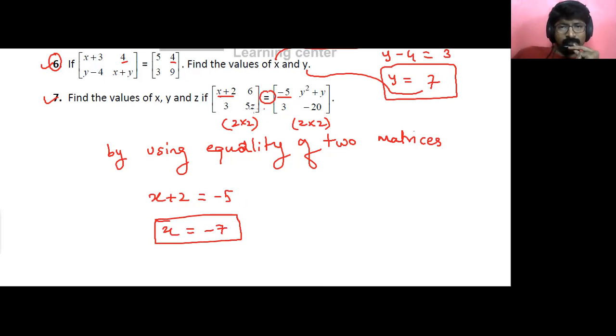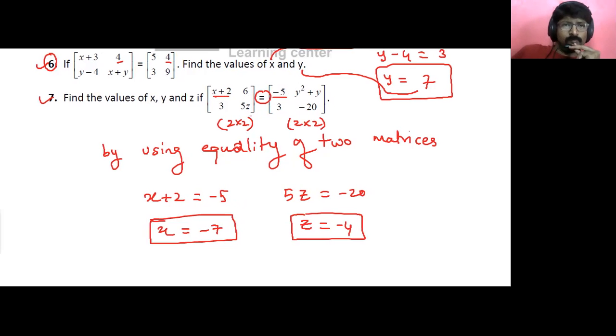Then how are we going to get the value of z? 5z is equal to minus 20. So z will become minus 4. Isn't it so simple? Now, how are we going to get the value of y? We'll have to do the quadratic equation over here. Look at this. So simple, but we can do it.